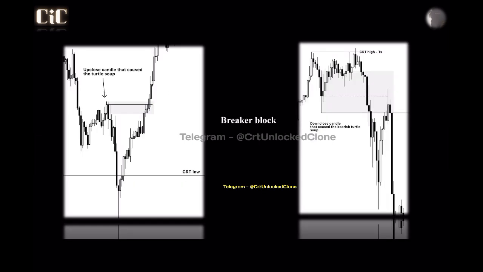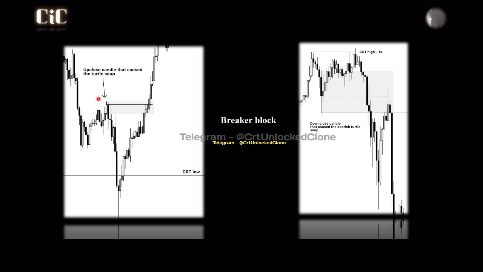Next up, we have the breaker block. Now we have the bullish breaker and we have the bearish breaker. And the bullish breaker is the up-close candle that caused the bearish turtle soup. Right, so it's one specific candle.